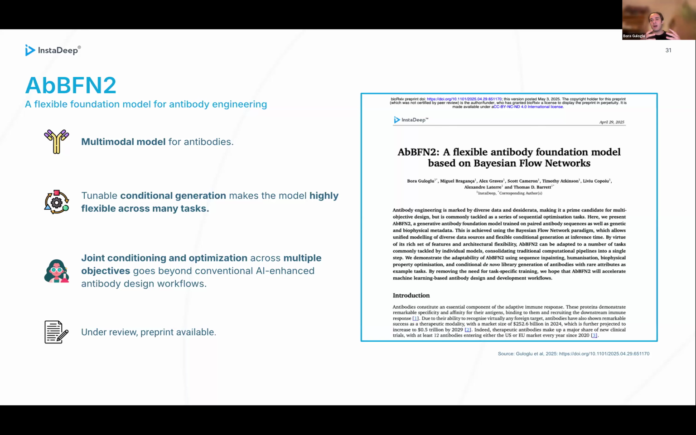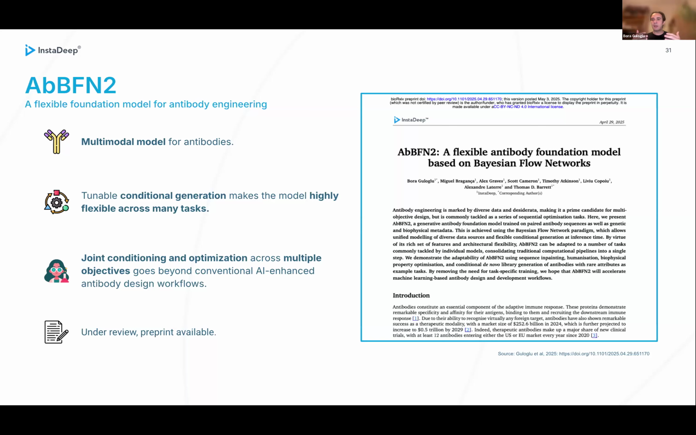And so I started working on ABFN2 since I joined InstaDeep. What we really wanted to do with this model is have a good multimodal model that allows you to tackle many, many tasks, right? So antibody design is a classic multi-objective optimization problem, right?